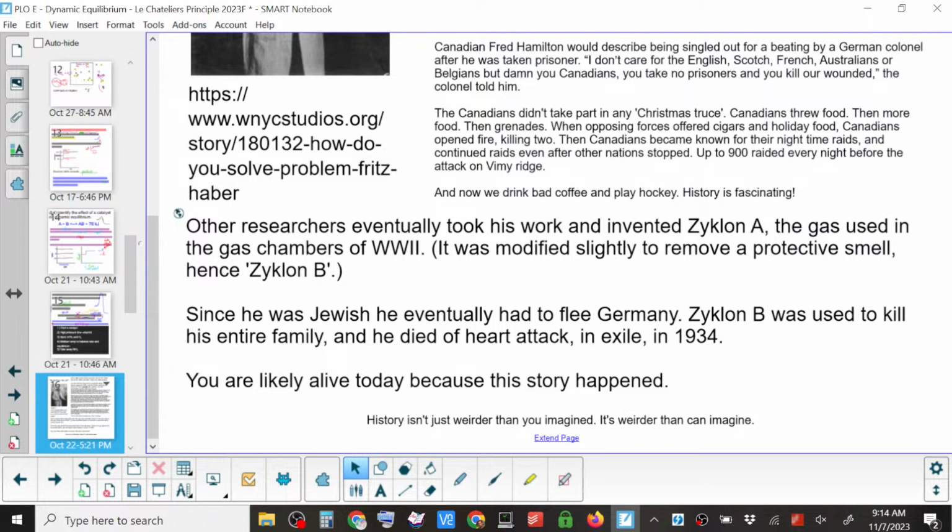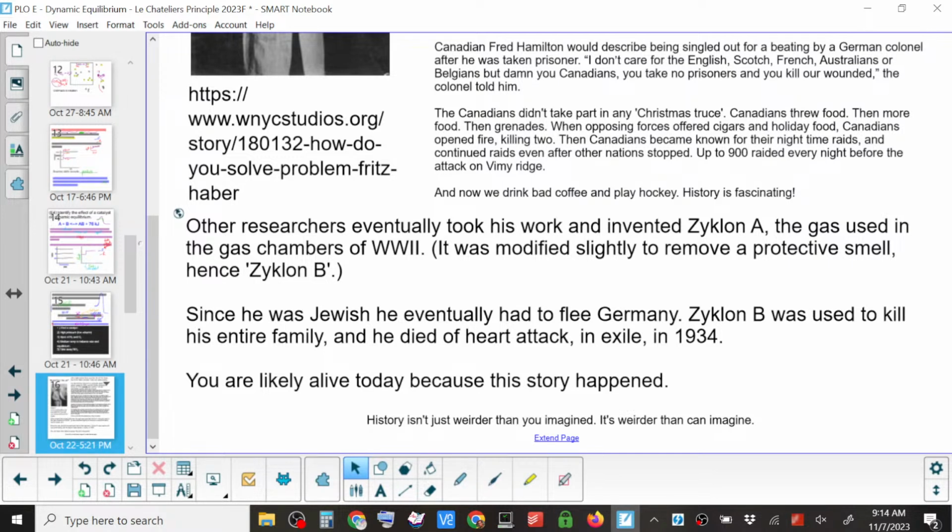Zyklon B is what was used in the gas chambers of World War II. He's also Jewish, so in World War I, he's a decorated war hero. Afterwards, for his use of chemical weapons, he invented the entire genre. And as much as some German generals didn't really like that, they couldn't argue with the fact that it got results. And so he was decorated, and he was given an entire chemical institute in order to continue researching.